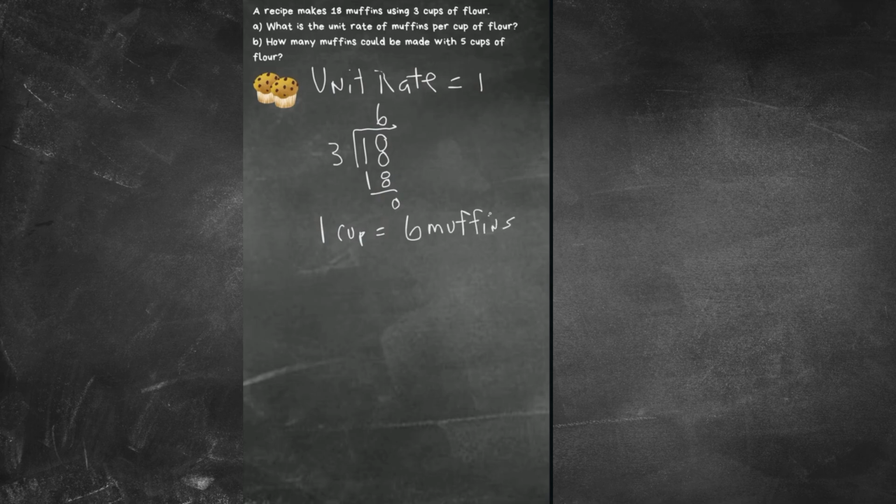Okay? So now let's do this. How many muffins can we make if we have 5 cups? Well, we know that with 1 cup, we can make 6, but we have 5 cups. So 6 times 5 is, we're going to make 30 muffins.